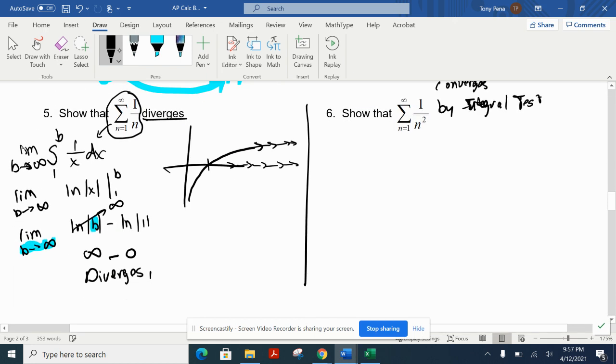So same as we did in number 5, we want to turn this into an integral. So we're going to do the limit as b goes to infinity. The integral will go from 1 to b, and we're dealing with 1 over n squared, which should be an x squared. We're going to change that to our function f of x, and then our dx.